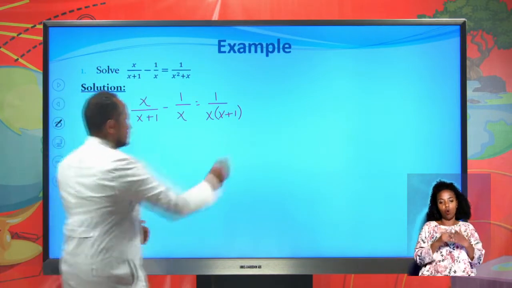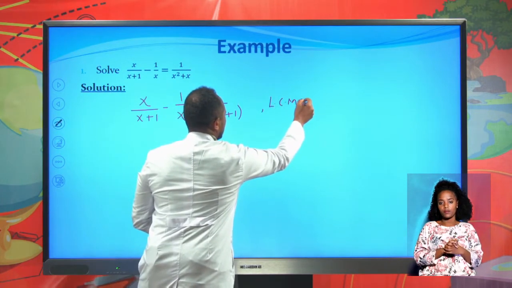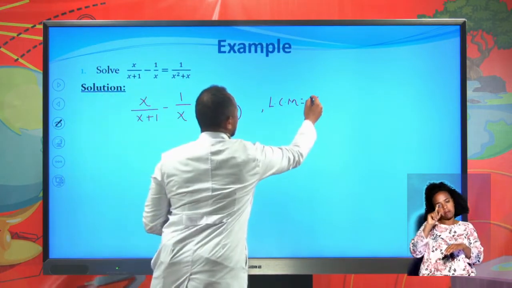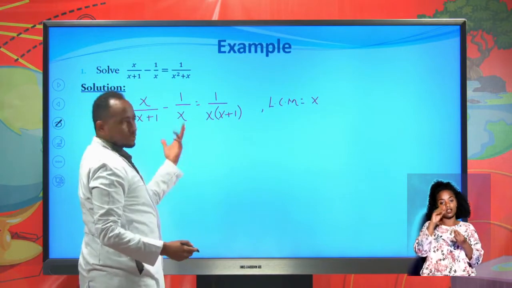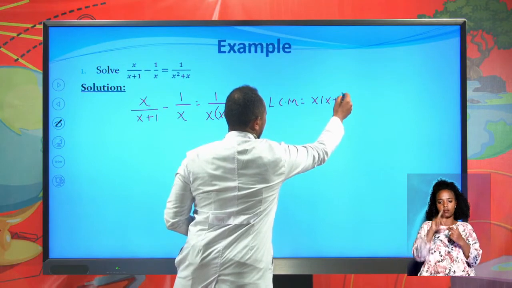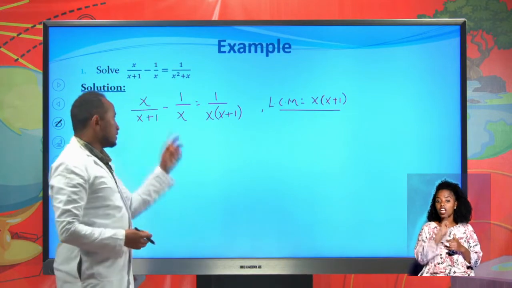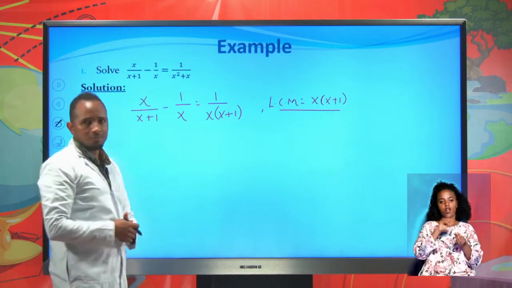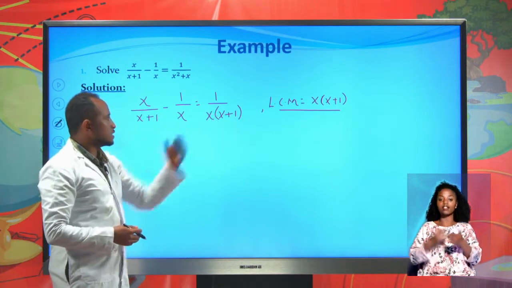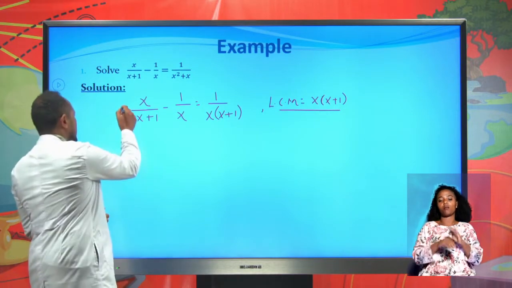So the LCM will be x common, you can take one of the two. In x times x plus 1, we also have x plus 1 as a common factor. Therefore, the LCM of x plus 1, x, and x times x plus 1 is x times x plus 1. After this, you multiply this expression by x times x plus 1. Before that, let me put the restriction.